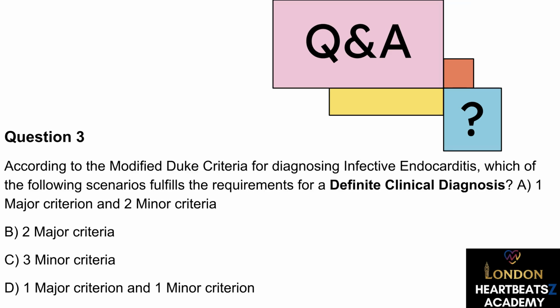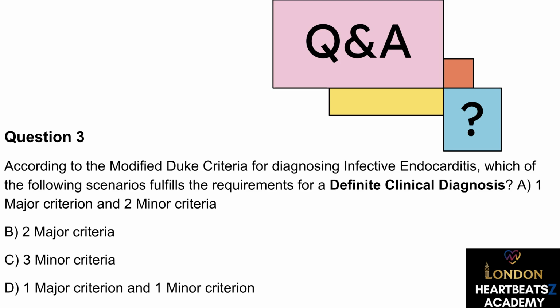MCQ number 3. According to the modified Duke criteria for diagnosing infective endocarditis, which of the following scenarios fulfills the requirements for a definite clinical diagnosis? A. 1 major criterion and 2 minor criteria. B. 2 major criteria. C. 3 minor criteria. D. 1 major criterion and 1 minor criterion. Answer: B. 2 major criteria.